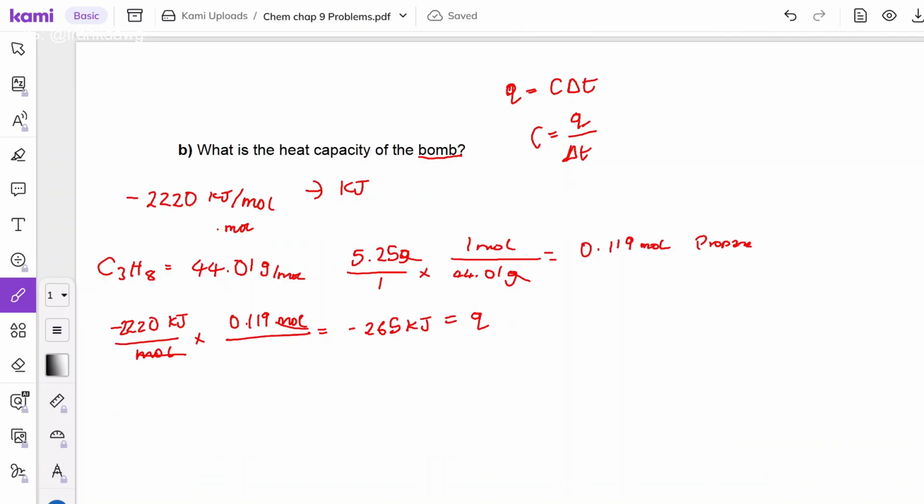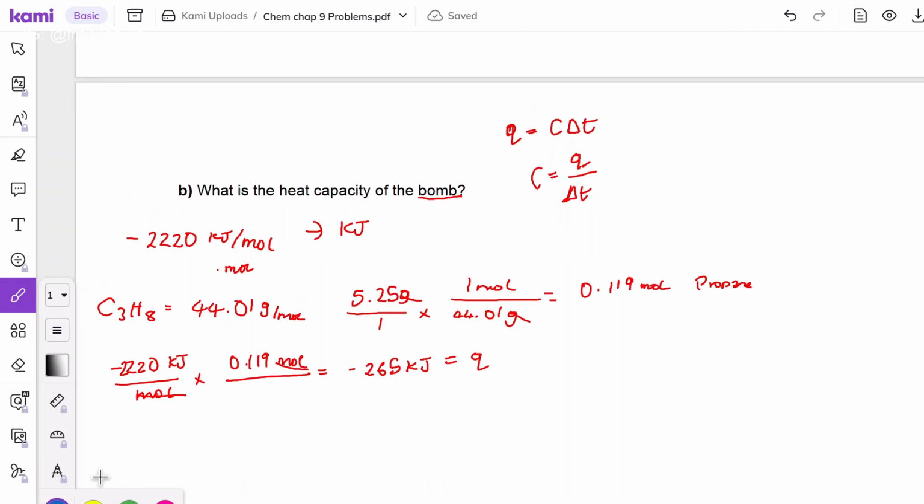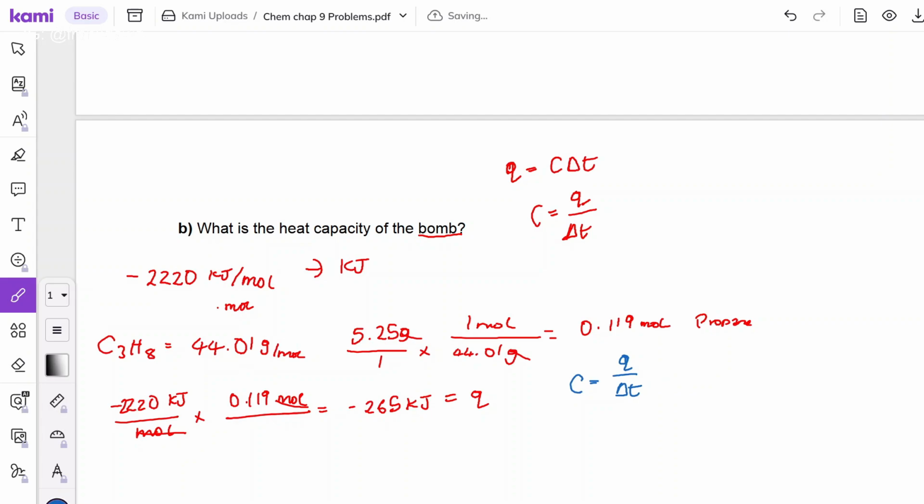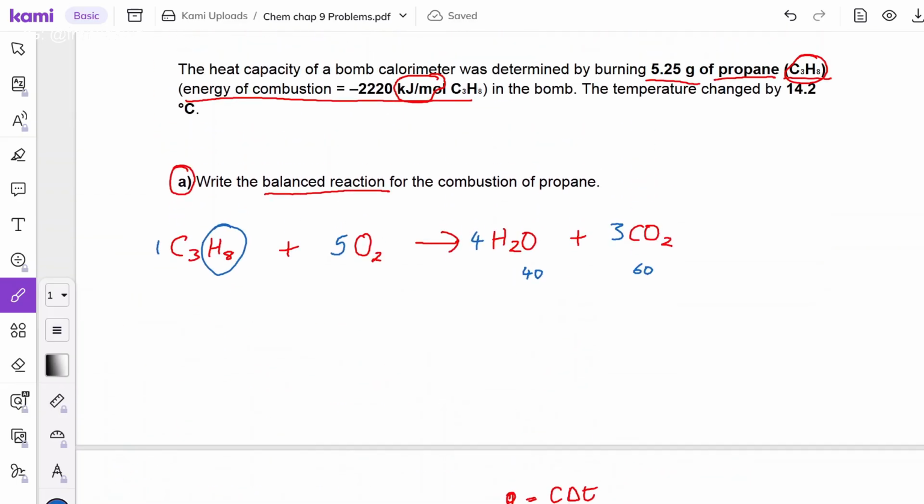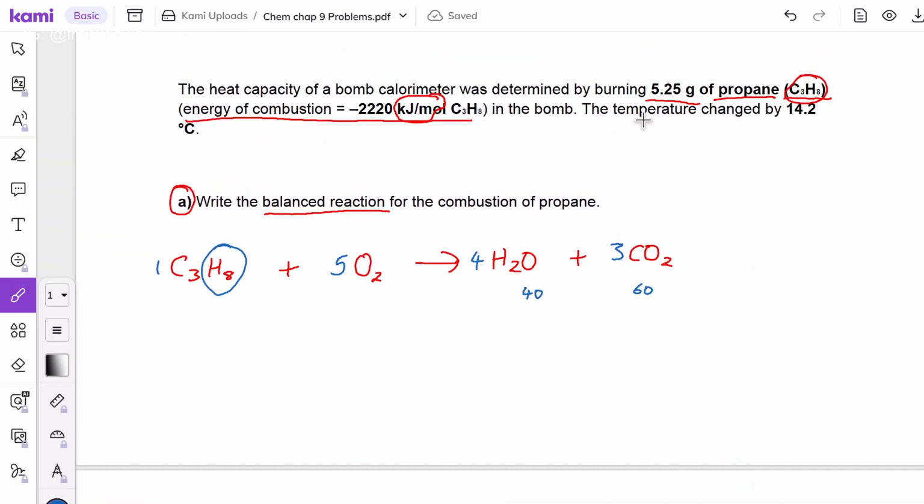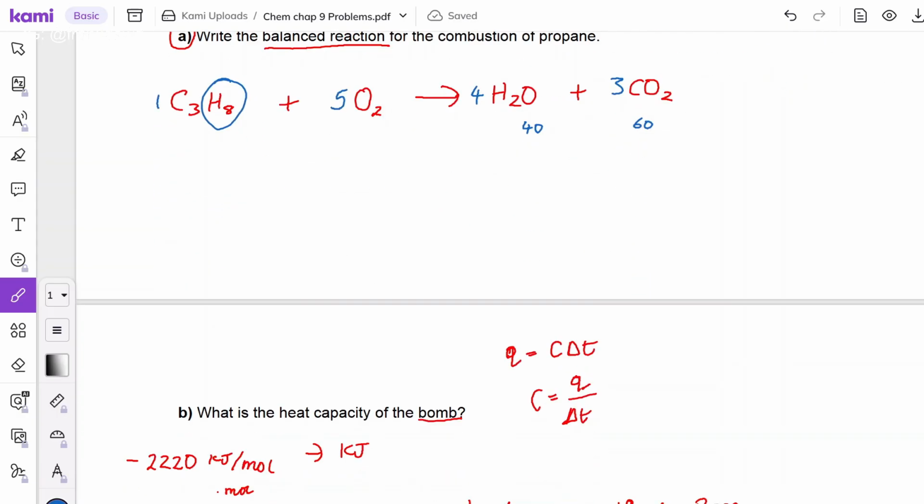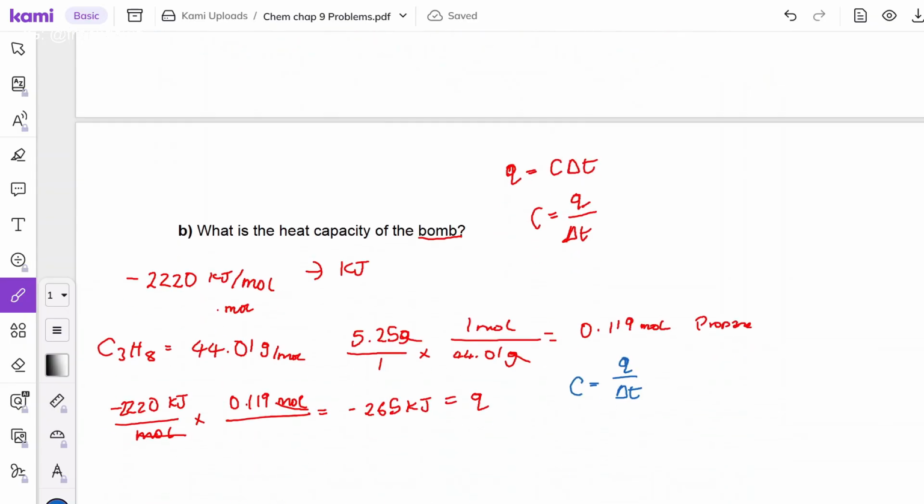We're trying to find the heat capacity, which is given by this equation: C equals q over change in T. For this question, we already know what the q is. We solved it right here. The other part is the change in temperature. If we scroll back up to the question, you can see that the change in temperature is given right here, 14.2. We don't have to do the final minus the initial because they already gave it to us, and we can just plug it into the equation.